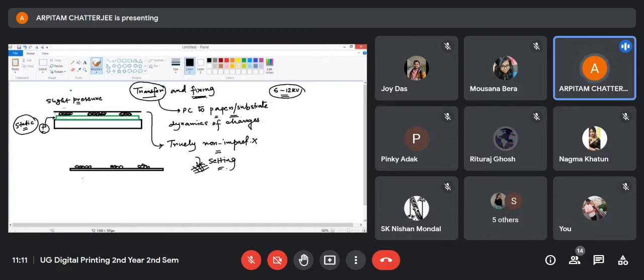That means transfer is done, but now you have to set them. If the setting does not work, what will happen after the paper comes out? If you just put it vertically, you will see maybe most of the toner particles are leaving the paper and falling down. That is not what we expect. So what we do now, we use fixing.